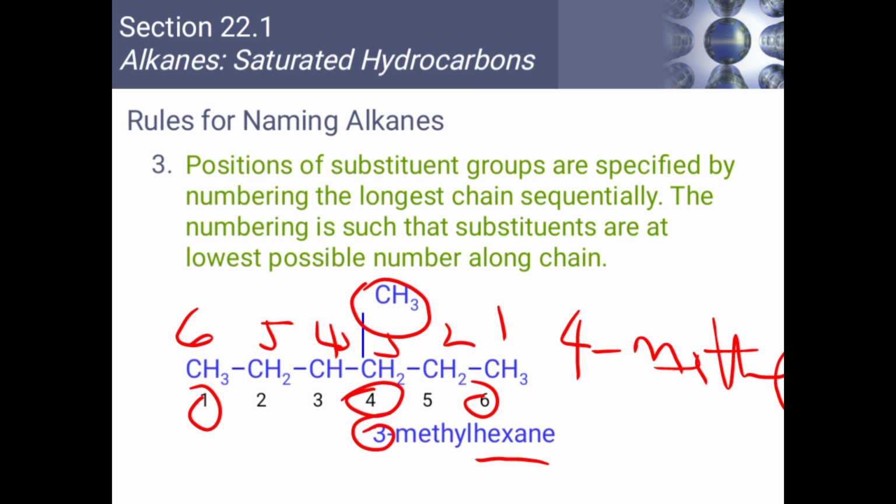So between 4 and 3, which one is the lowest number? The 3 is the lowest, so therefore the one with 3 will be correct, and the one with the highest number will be cancelled. So that is how we usually name alkanes. So you count the position of the substituent to see the one with the lowest number. The one with the lowest number is always taken.